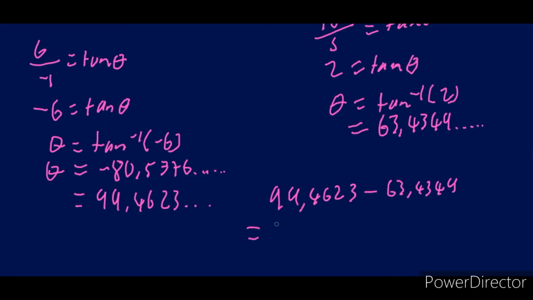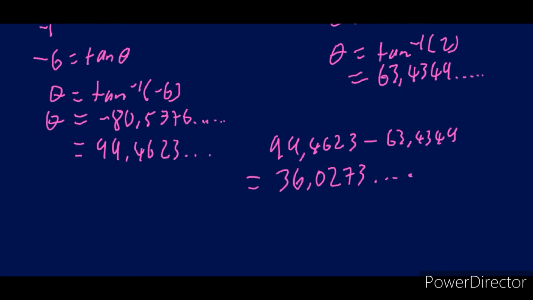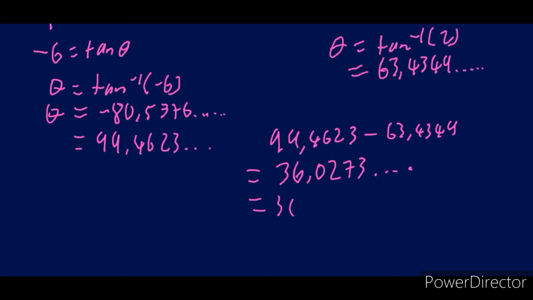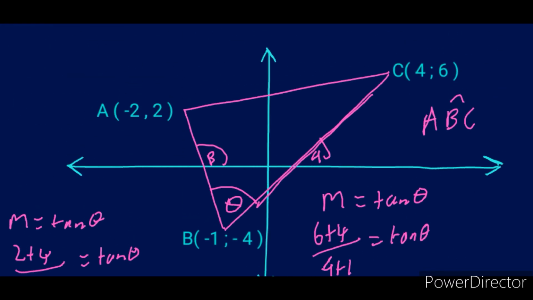That should give you 36.0273. When you round off to two decimal places, it's going to be 36.02, or rather 36.03. So we'll have 36.03. And that's what we have. So we found this angle.